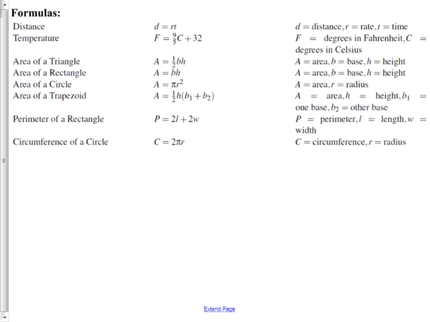Moving on. Next up, we're going to start working on some word problems where they give us several pieces of the equation, but not the whole part. So here are some formulas we're going to be using. Most of these should be familiar. Distance equals rate times time. That's where it comes in. Temperature, Fahrenheit equals 9/5 Celsius plus 32. And as you see, area of a rectangle, triangle, circle, trapezoid, perimeter of a rectangle that we dealt with a couple of problems ago, and circumference of a circle.